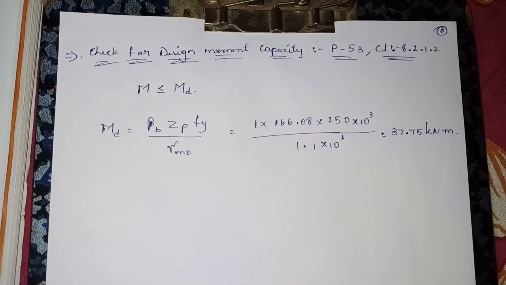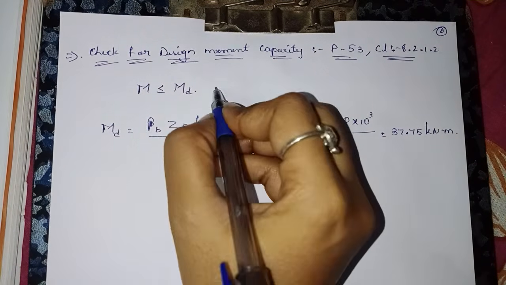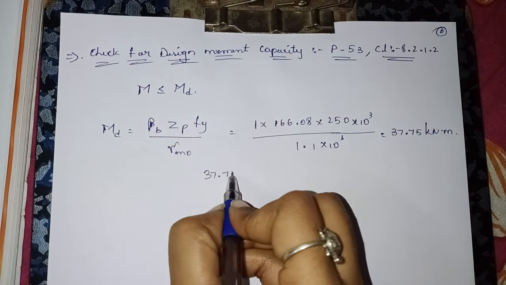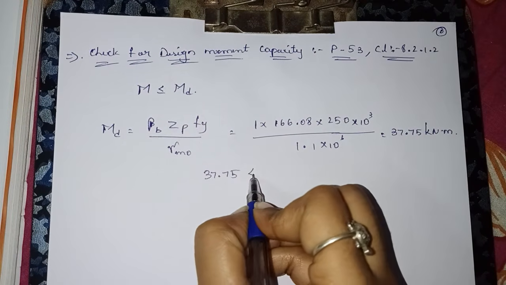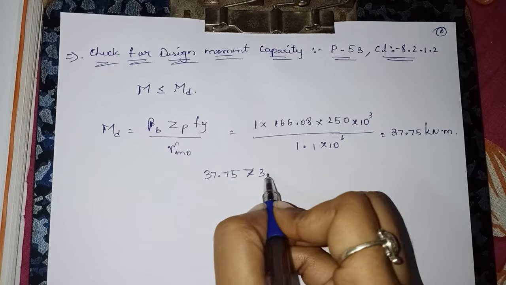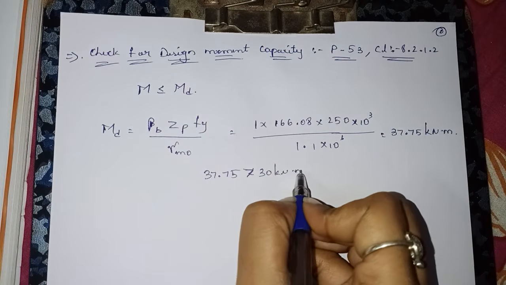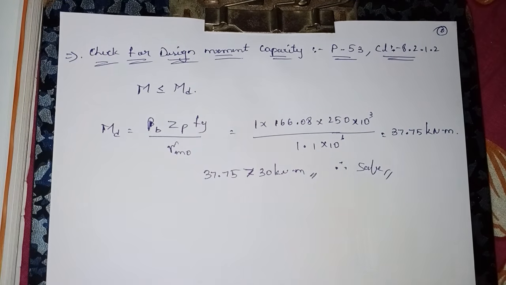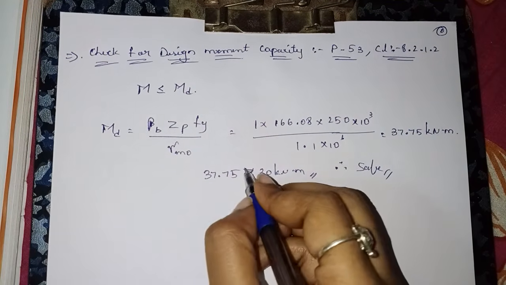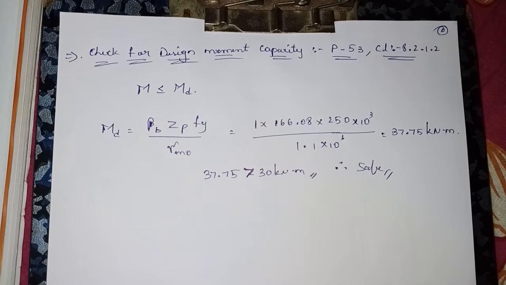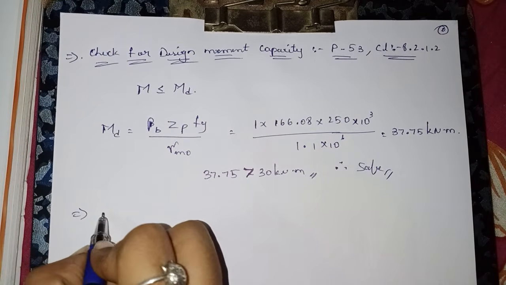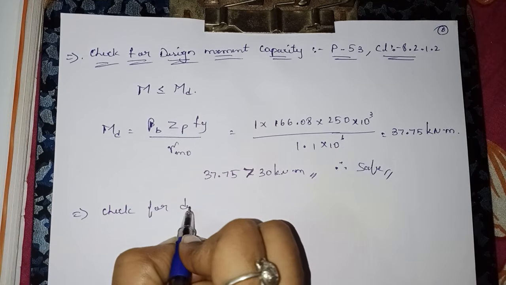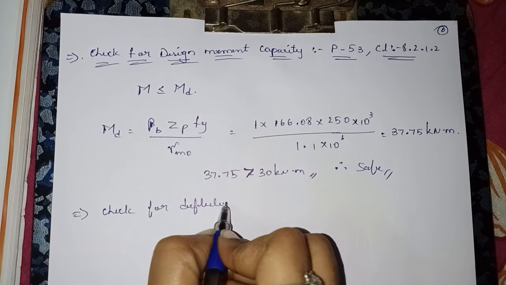And what is M here? M is 30. So 37.75 is greater than 30 kilonewton meter, so it is safe. We have done with the shear and also with the moment check. So it is safe, and finally we'll have to check for deflection. We'll check for deflection now.